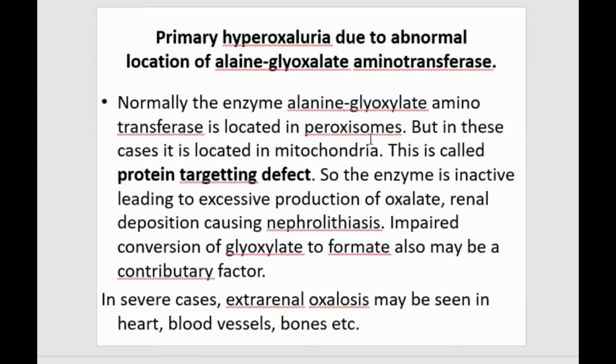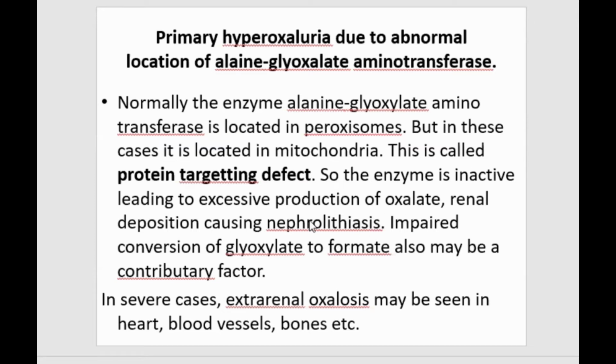So the enzyme is not defective as such. The location is defective. Normally it is present in the peroxisomes, but in these cases it is located in mitochondria. So this is called a protein targeting defect. The enzyme becomes inactive. It has to be in its proper place only. Instead of being present in peroxisomes, if it is present in mitochondria, it will not be of use. If the eye is in the head, it's okay. If it is in the feet underneath, it will not be of use. Similarly, it has to be in its proper place, only then will it be used effectively. So this is called a protein targeting defect, that is the abnormal location of alanine glyoxylate aminotransferase leading to primary hyperoxaluria.